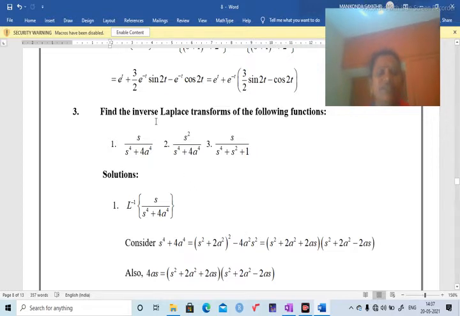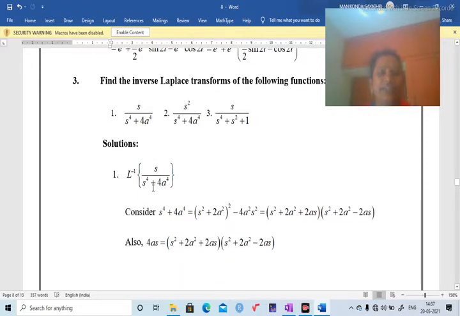Next one, find the inverse Laplace transform of the following functions. First question, L inverse of s by (s power 4 plus 4 a power 4). So I am writing this like this. This value and this value are the same. If you want, you can check. This is the (a plus b) whole square formula, minus 4a square s square means the same thing only. So observe, this is (a square minus 2as) whole square. That means the a square minus b square formula. So (a plus b) into (a minus b).